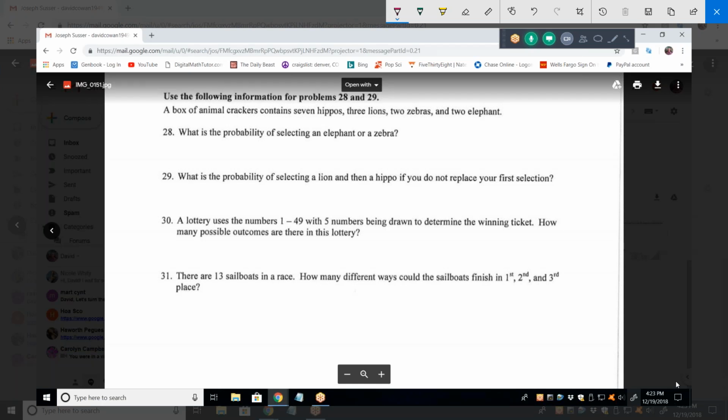Okay. 30. The lottery uses the numbers 1 through 49, with 5 numbers being drawn to determine the winning ticket. How many possible outcomes are there in this lottery? All right. This is one that it's a counting problem, but it's too many to count. So you have to do it using combinations or permutations. So how many possible outcomes are there in this lottery?